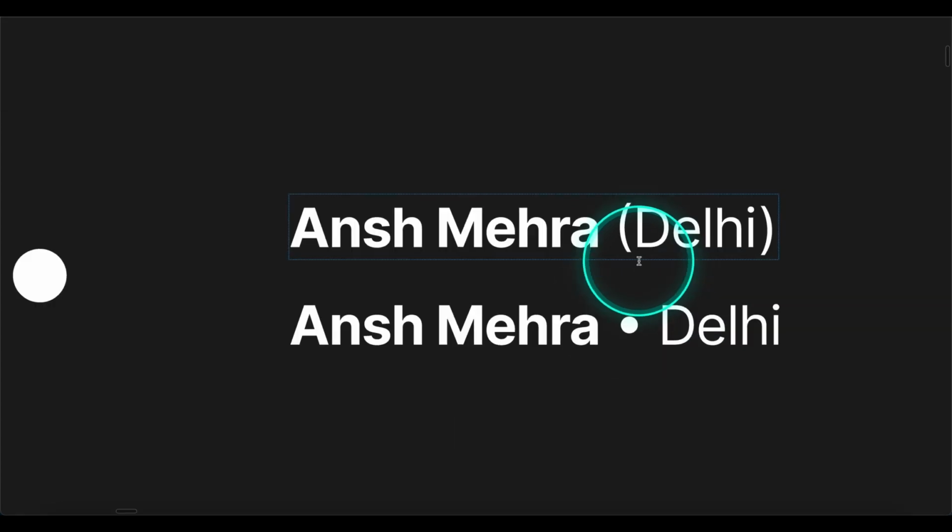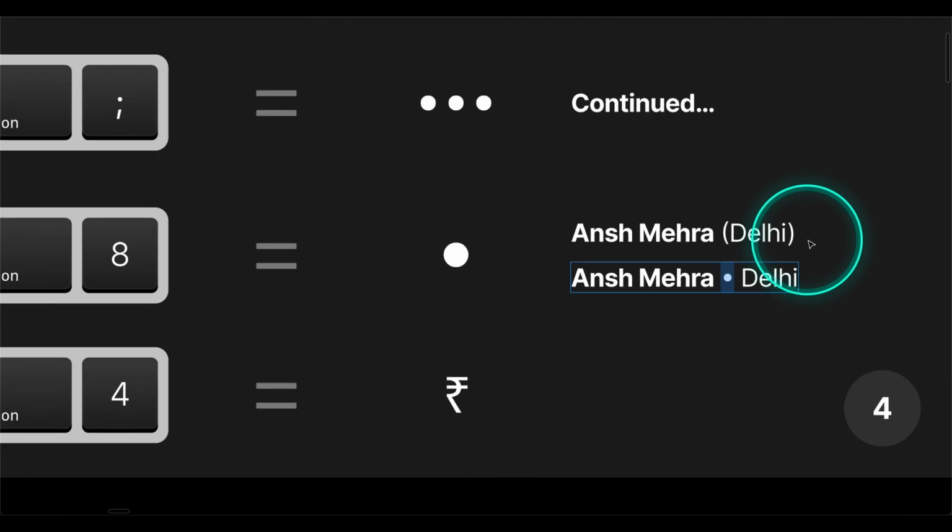In a lot of cases, you have some UI where you might want to add some supplementary information. For example, Ansh Mehra, who's from Delhi. So rather than putting it around a bracket, you can always put this dot, and you can access this by option 8.